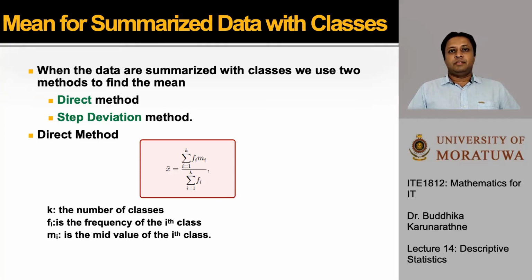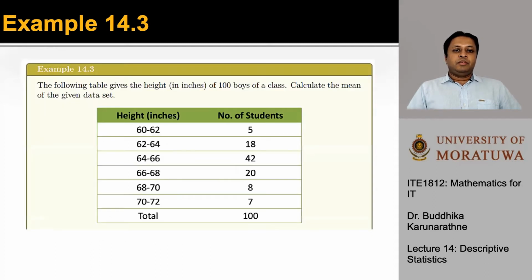Now we will take an example to understand this better. In this table, you are given the height in inches of 100 boys in a class. You have to calculate the mean of the given data set. Height is given in class intervals, 60 to 62. The number of students, that is the frequency, is 5. 62 to 64, the number of students is 18, and so on. In total, you have 100 students.